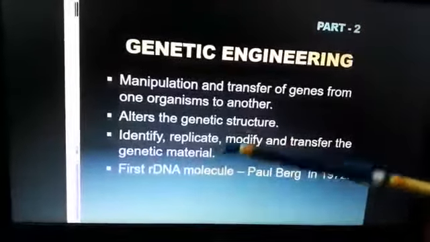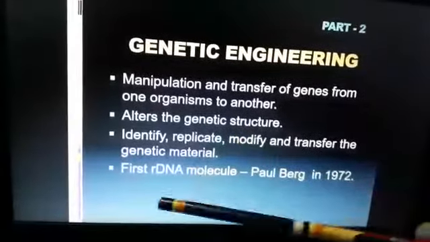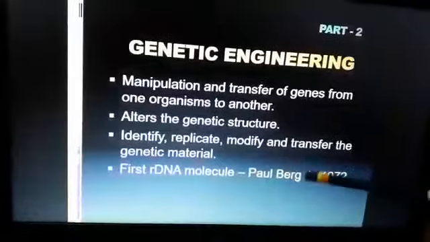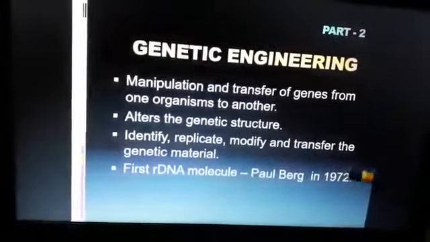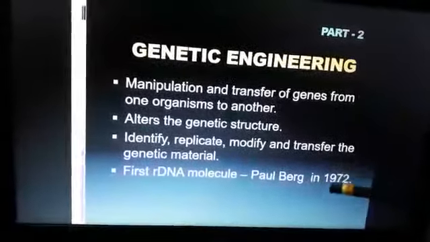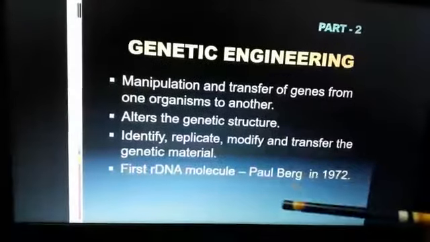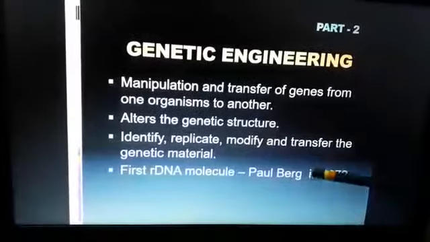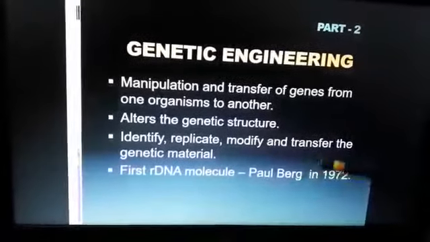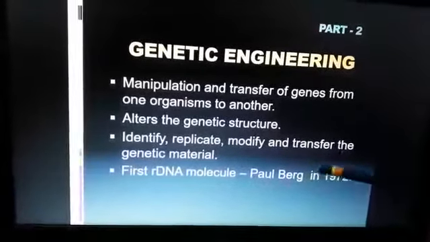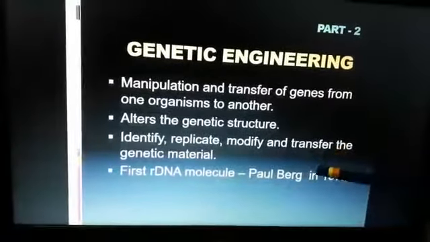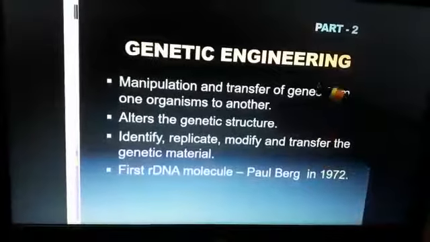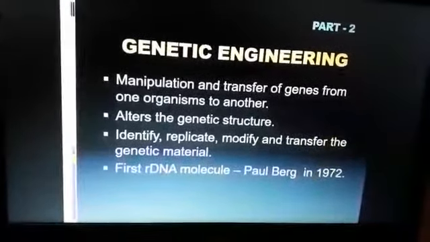The first recombinant DNA molecule was made by Paul Berg in 1972. So what did he do? He combined the DNA from a monkey virus and a lambda virus. That is, the monkey virus DNA was combined with the lambda virus. So this is genetic engineering.